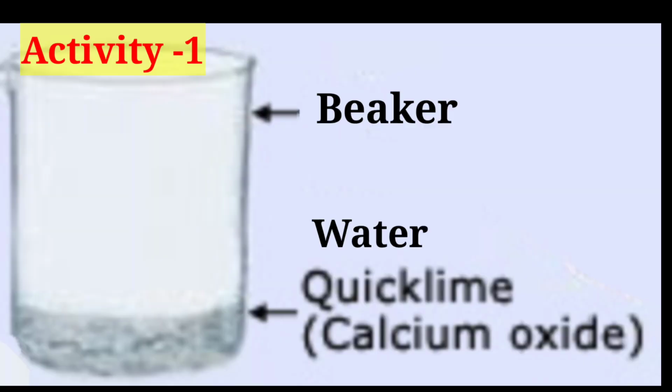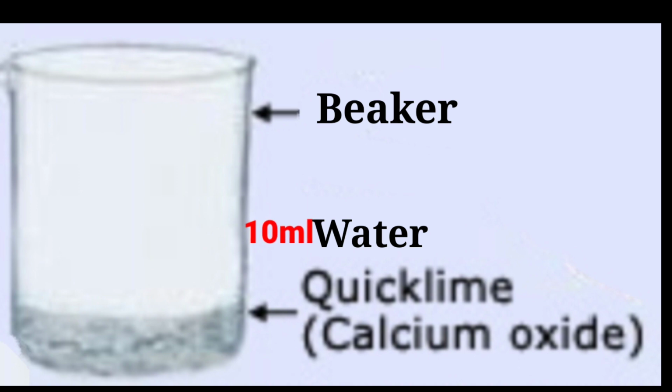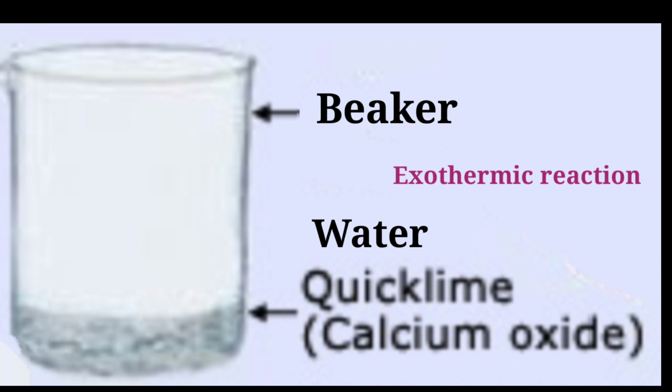Let us perform some activities. Take about 1 gram of quicklime in a beaker. Add 10 ml of water to this. Touch the beaker with your finger. We will notice that the beaker is hot when you touch it. Hence, this is an exothermic reaction.